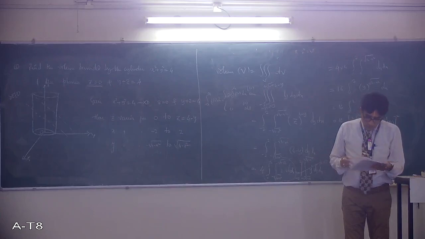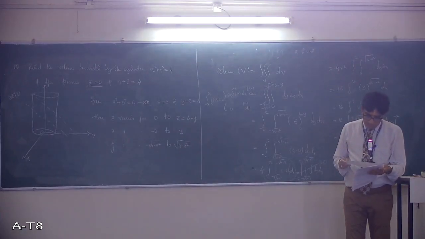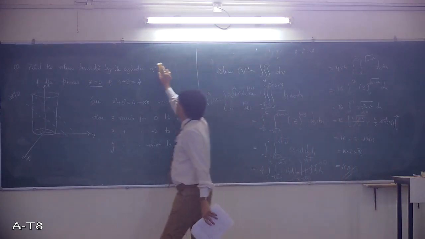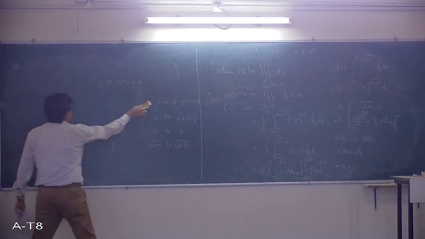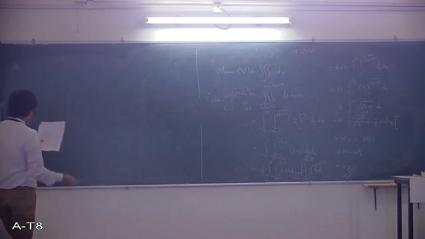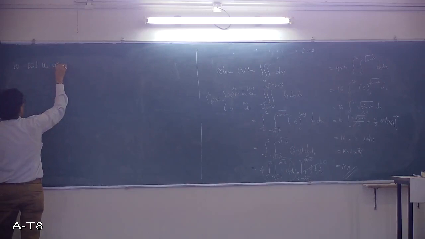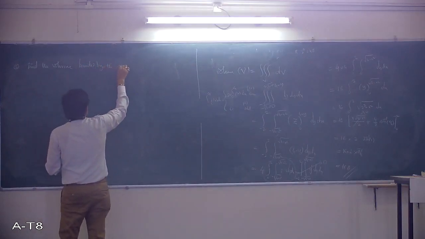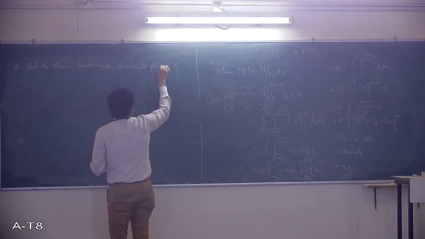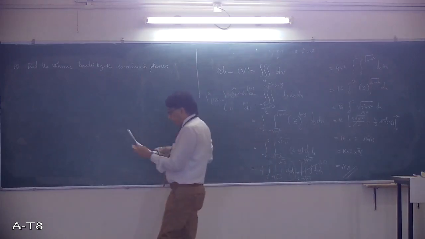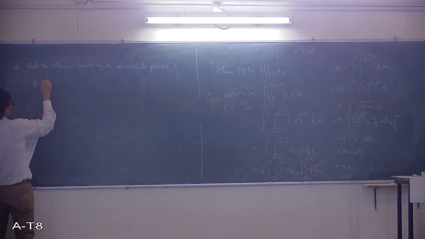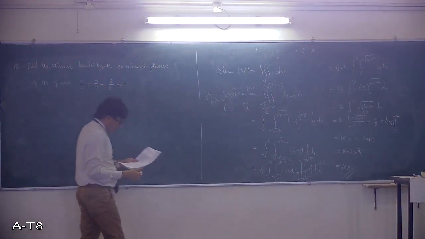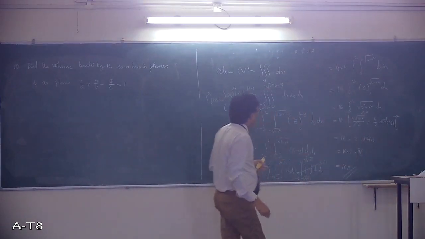So the next example is given as volume. Write down: find the volume bounded by the coordinate planes, so the xy plane, yz plane, zx plane, and the plane x divided by a plus y divided by b plus z divided by c equal to 1. So totally he has given 4 planes.